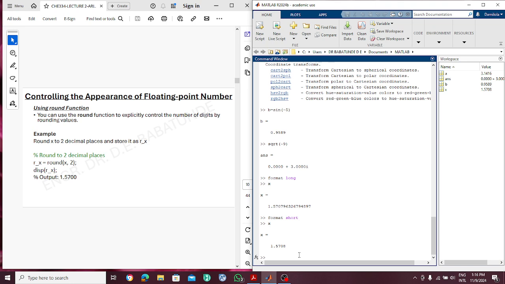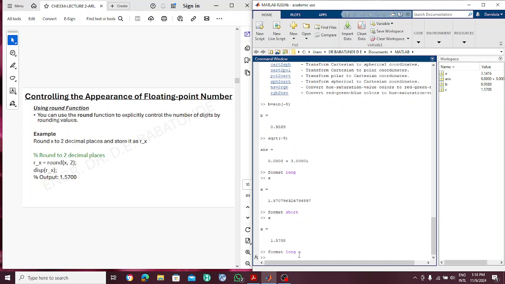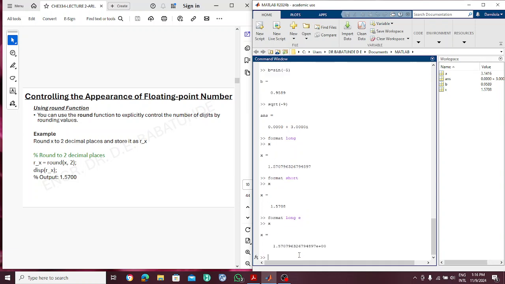So let me try format long E and format short E and get the value of x to illustrate a few examples. So let's go to the mode of format long E, and let's get the value of x. Okay, so the E here is the scientific notation.